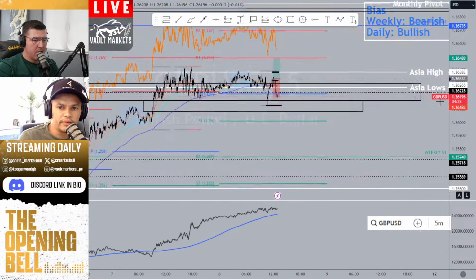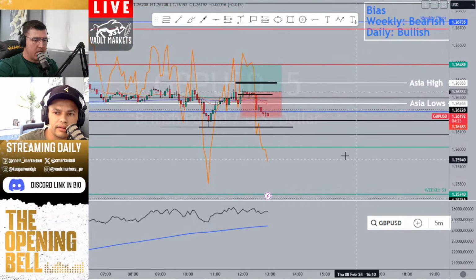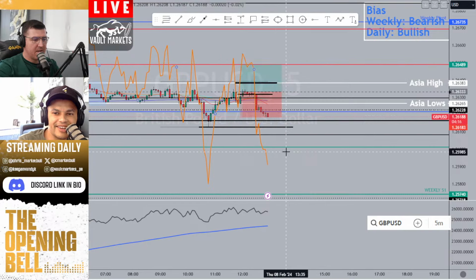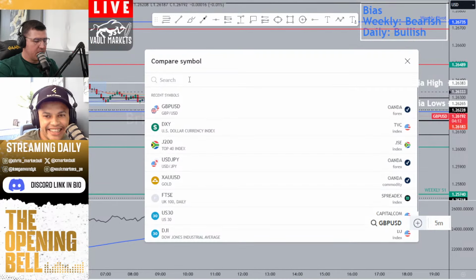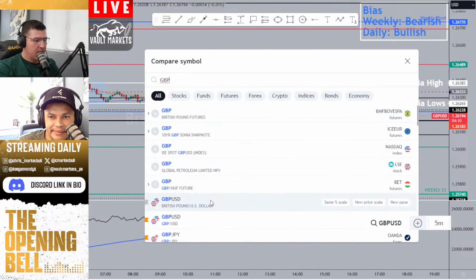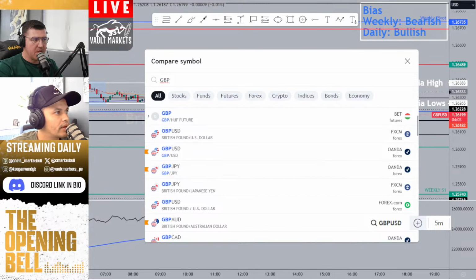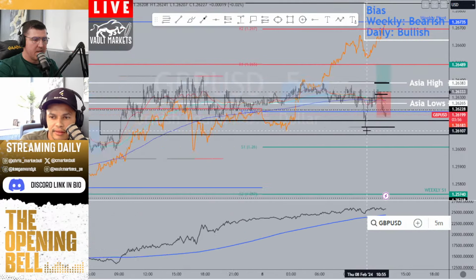Chris, how do you do that? Will you overlay and compare? Sorry, man, I overlay GU. I want to overlay GJ. That plus sign next to your pair. Oh, I see. Compare, add symbol. Yeah, okay, I see. And then you can just say new price scale.